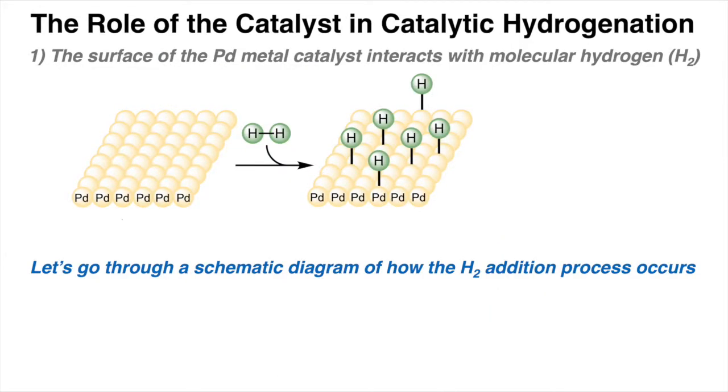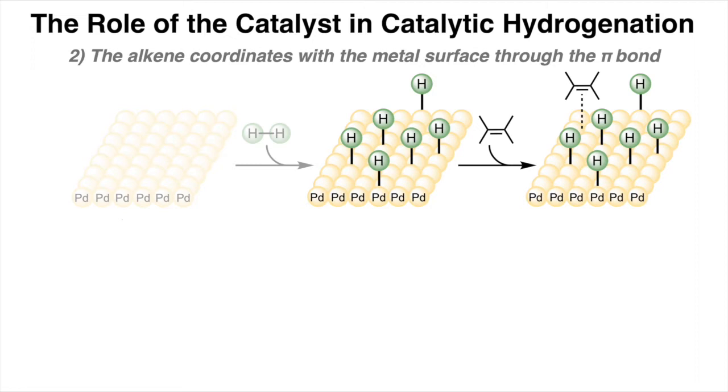Now, the role of the catalyst is as follows. In this example, we are using palladium as our metal catalyst, which is represented by yellow spheres to create a metal surface. Then H2 gas comes in, and the H-H bonds break to form individual hydrogen atoms adsorbed to the surface of the metal. Next, the alkene comes in and coordinates with the metal surface through its pi bond.